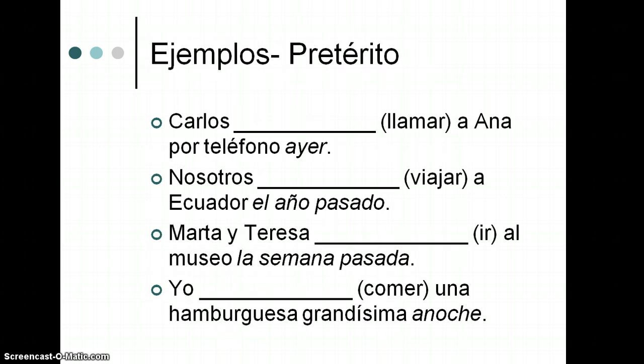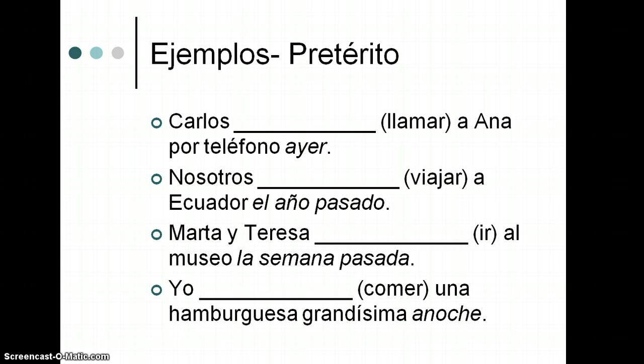So, with this slide, we have some examples of how the preterite is used with some of those expressions that we just saw. I'm going to let you pause here and fill in the verbs. I'm not hiding it from you. They're in the pretérito in this case. We'll talk about why afterward. So go ahead and pause and complete the exercise.